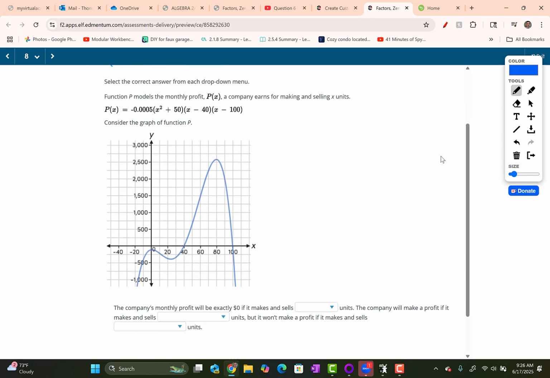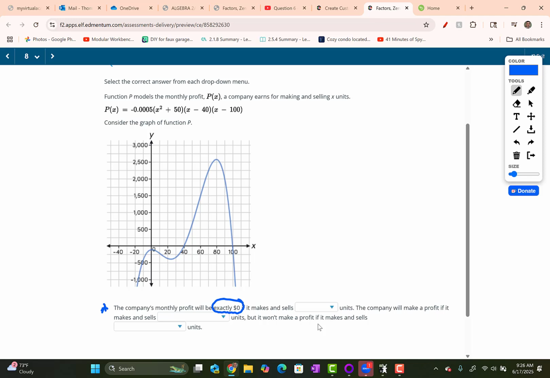Down here it says the company's monthly profit will be exactly $0 if it makes and sells blank. So here's the options: 20, 0, 40, or 100. So let's just look at 20. If they sell 20 units, we kind of already discussed this a little bit. If they sell 20 units, will their profit be exactly $0? No, it's going to be negative, and that's because it's below the x-axis there. So 20 is not in the answer.